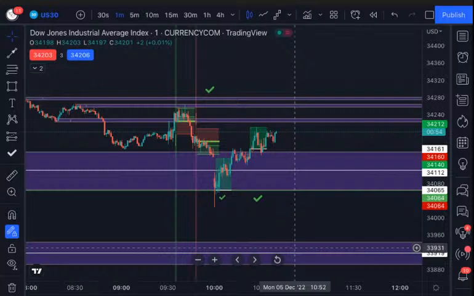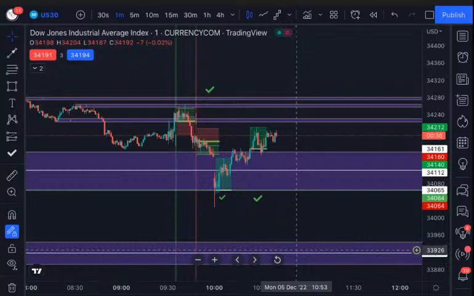Nice little push up. It has to break that wick high. Yeah, that would be nice. Yeah, it's still holding at the 786. Ooh.